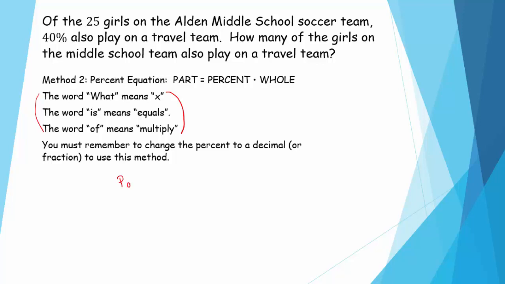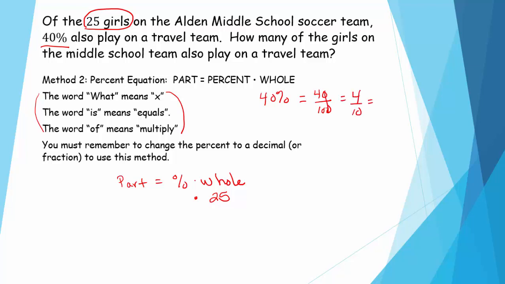So if we know part equals percent written as a fraction or decimal times the whole, that's what I'm going to do. Do I have the entire amount of girls? Yes. Of means multiply. So of the 25 girls, multiply by the 25 girls. On the soccer team, 40% also play on a travel team. 40%. So 40% as a decimal. 40% would be 40 over 100. That would be 4/10. What's 4/10 as a decimal? 0.4. That's 4 in the tenths place.